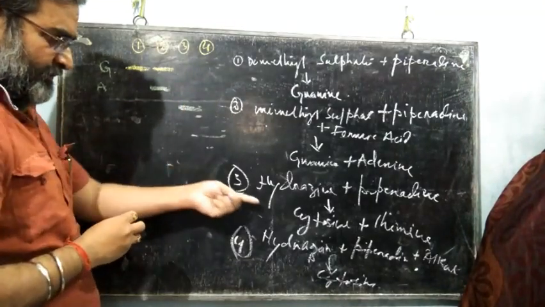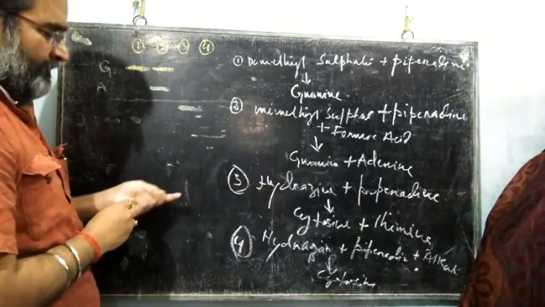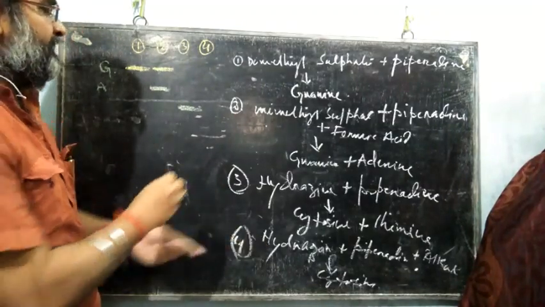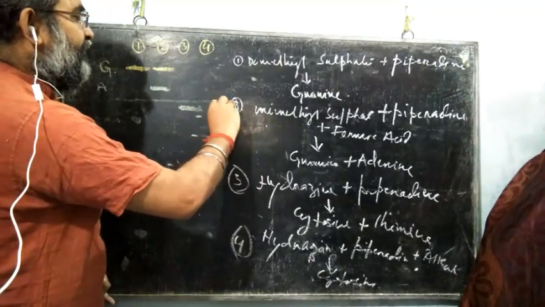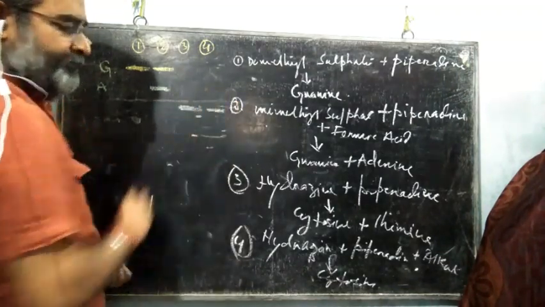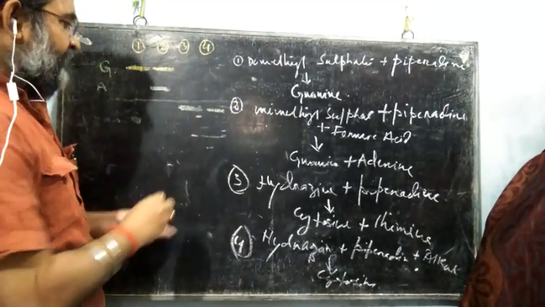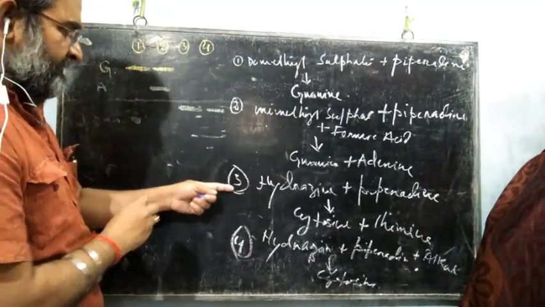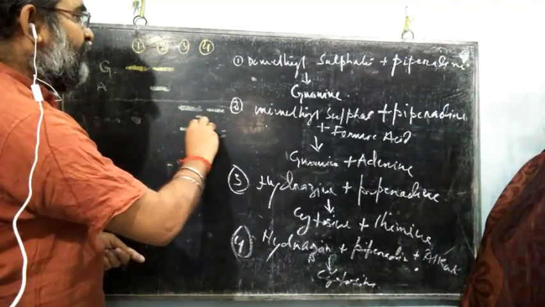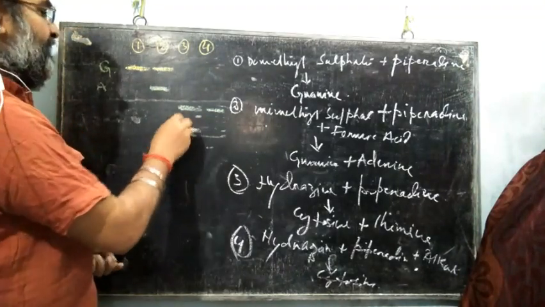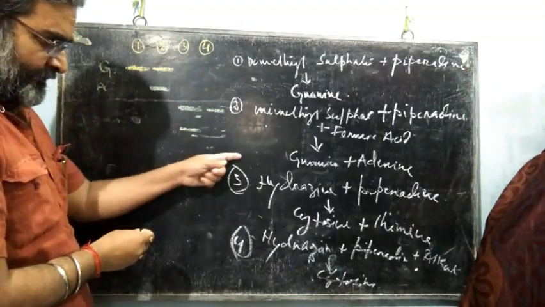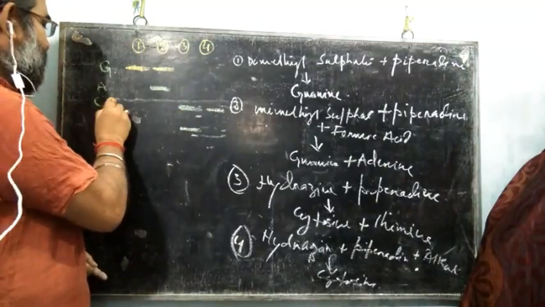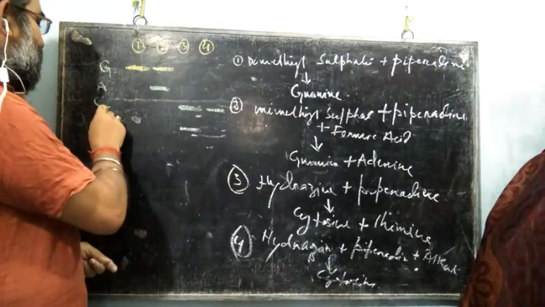Likewise, the third reaction is responsible for the band here due to the presence of the cytosine. And in the fourth reaction, hydrazine, a band is also present. But if you observe a band in the third one, but not in the fourth reaction, here it represents the cytosine and it represents the thymine.